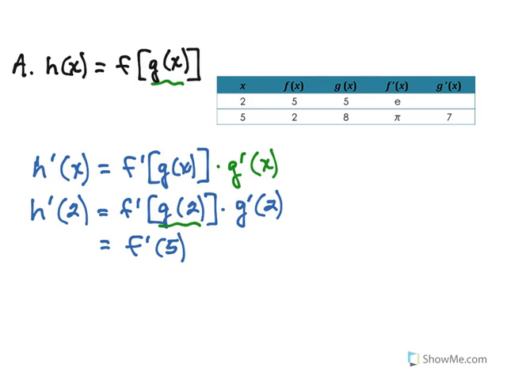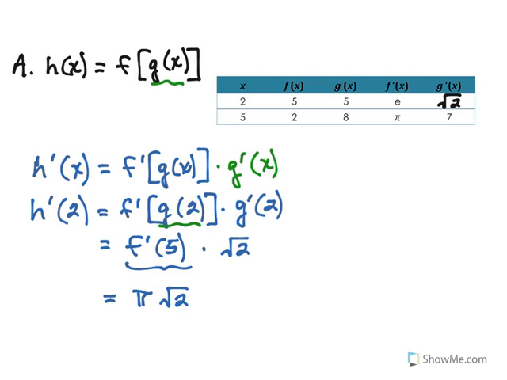Before I forget, don't forget this value over here. For some reason, that's the one that didn't show up. That's square root of 2. Just in case we need it. And actually, we need it now, because g prime of 2 is going to be that square root of 2 that we just filled in. Now right here, f prime of 5, so that's pi, according to the table. So we have pi times square root of 2 as our answer for this.